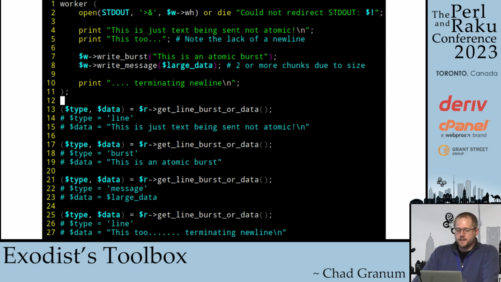So the first thing we get is that first line that was sent. This is just the text being sent, not atomic. Next one that comes through is our data burst. Then we get the large data, and then we get the two halves of the line that was buffered because a newline was not attached to it. That's this, two, more dots, and terminating newline.